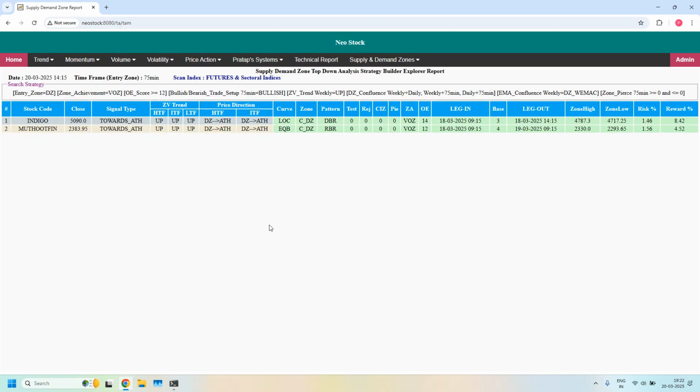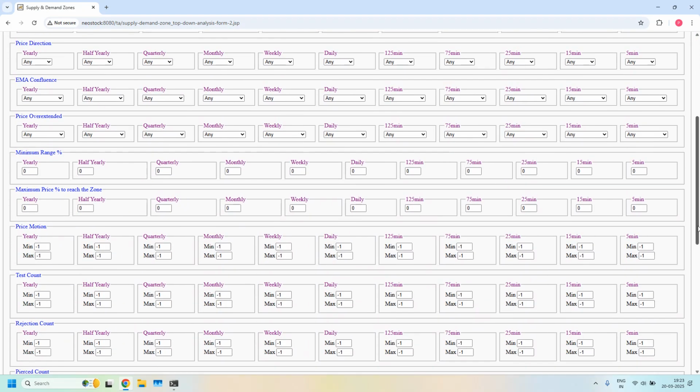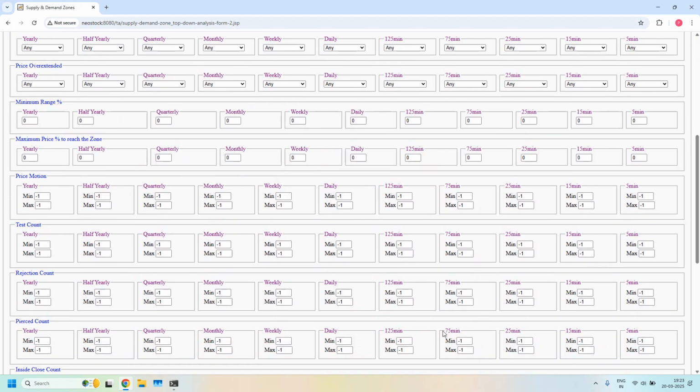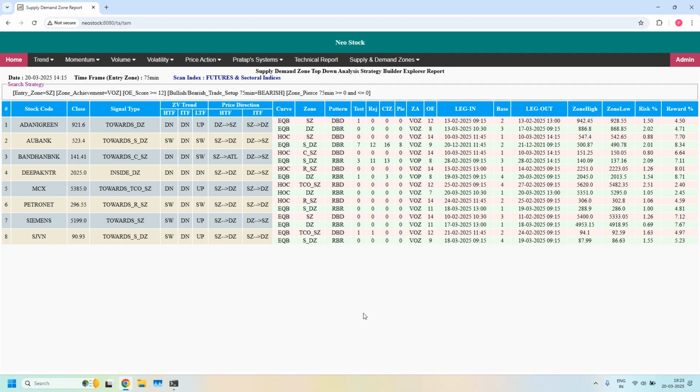Okay, this is the bullish trade setup for weekly income trade. Next, bearish trade setup for weekly income trade, entry time frame 75 minutes, entry zone, supply zone at 75 minutes. I'm selecting bearish, zone achievement VOZ, minimum order enhancer score 12, and also the 75 minute supply zone should not be pierced. So minimum value 0, maximum value 0. With all the filters, we got 8 stocks.